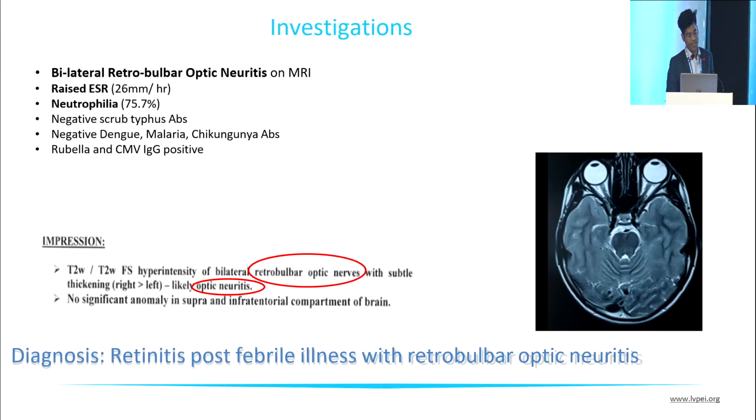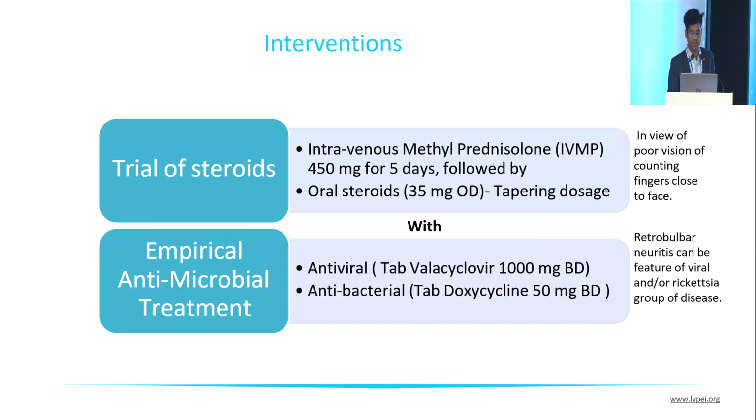As we suspected something more than a fundus pathology, we went ahead with the MRI, and as expected, he had hyperintensity of the optic nerve of both sides, that is bilateral retrobulbar optic neuritis. On blood test he had a raised ESR with neutrophilia. However, the serology for infectious agents was negative. Rubella and CMV had IgG positive, but they have very low sensitivity. So a diagnosis of left eye retinitis post-febrile illness with bilateral retrobulbar optic neuritis was made.